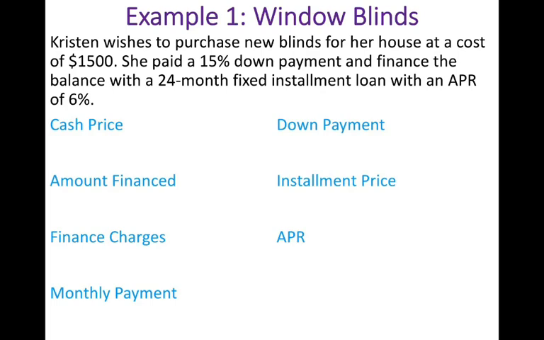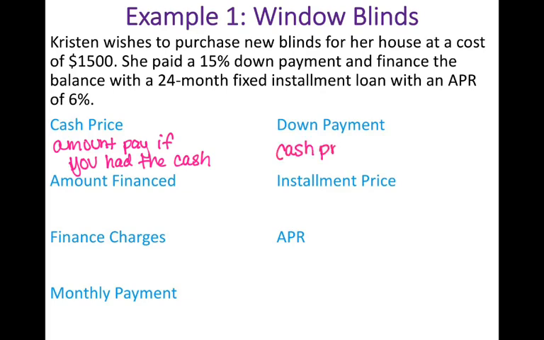Okay, so on this particular slide, what I want to do is actually write down how we found all of those things. So the cash price is the amount you would pay if you had the cash. So if you didn't actually have to finance it. The down payment is going to be the cash price times your percent of the down payment, but as a decimal.